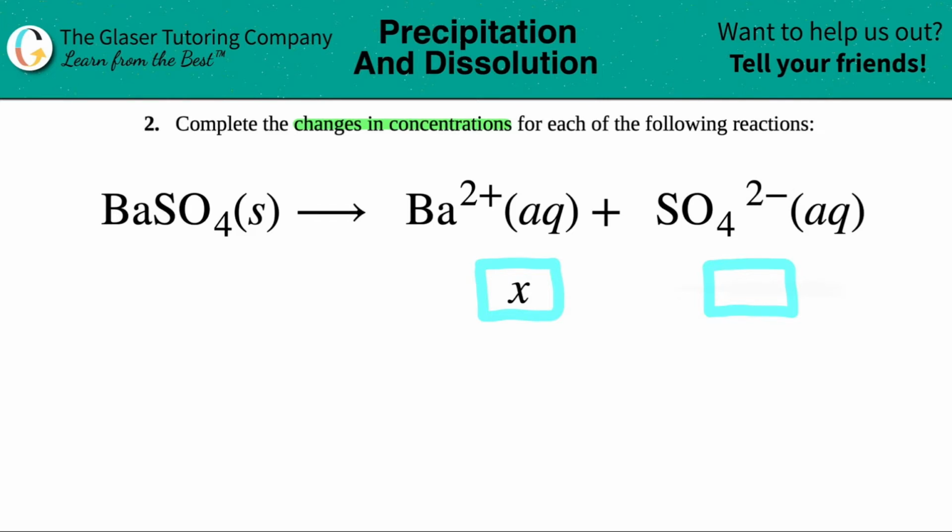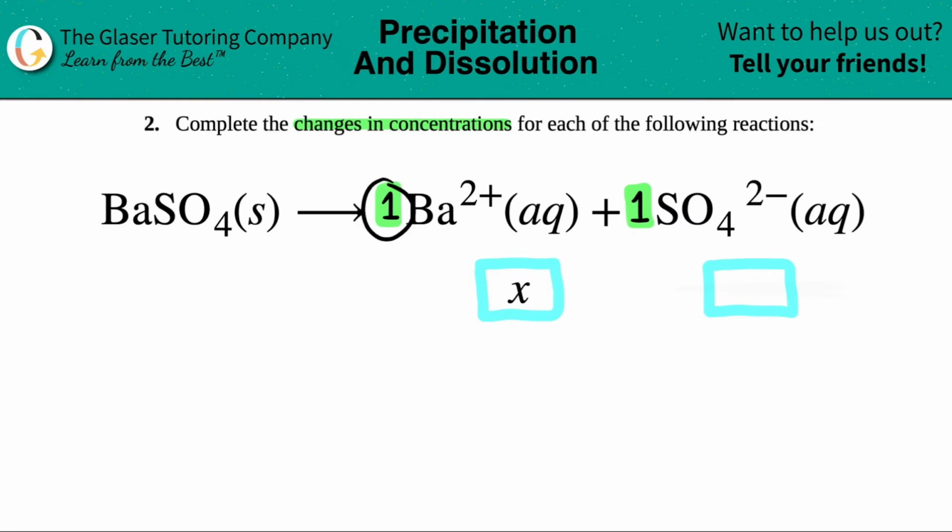Now, this question is stating, if they label the barium 2+ as an X value, what would be the change in the SO42-? Well, changes in concentrations always come from your balanced equation, and it comes from the coefficients in front of your ions. But for both the Ba2+ and the SO42-, there were no numbers, right? So if you don't see a number, what number do we put? Yeah, we put a 1. I have 1 barium, and I have 1 sulfate.